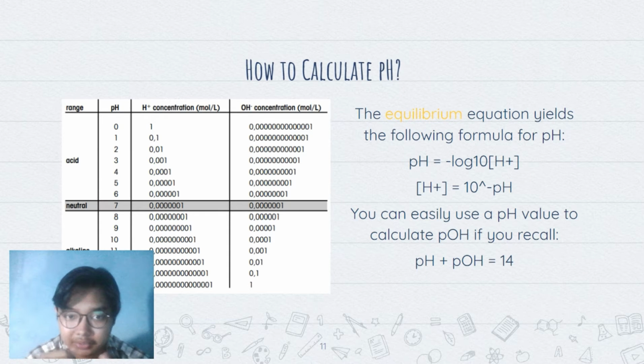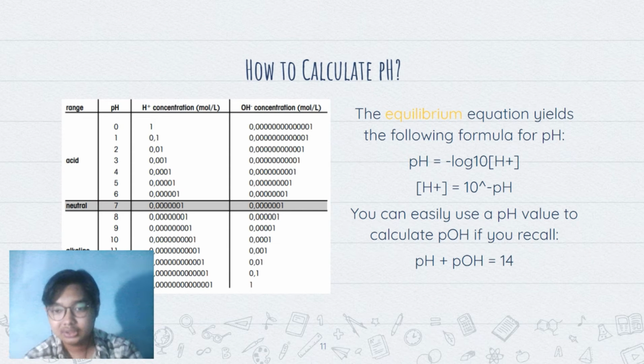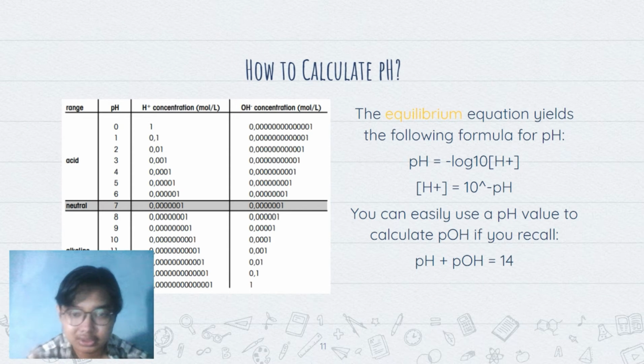If we need to find the pOH, we can easily use the last equation, that pH plus pOH equals 14. So if a chemical solution has a pH value of 3, maybe, we can say that it has a pOH value of 11. If we add them together, we get a value of 14.